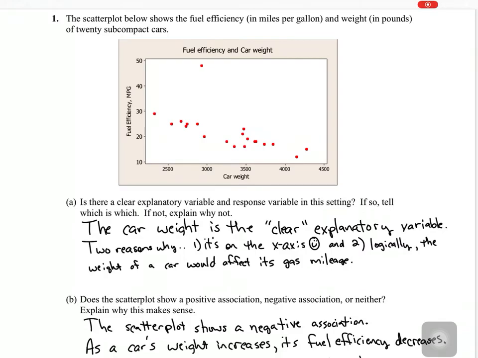Okay, so the weight clearly affects the car's fuel efficiency. Small cars, Honda Civics, Accords, Nissan Sentras, they get pretty good gas mileage if you compare them to something like a full-size Cadillac or a large truck. Bigger vehicles, more weight, less fuel efficiency.